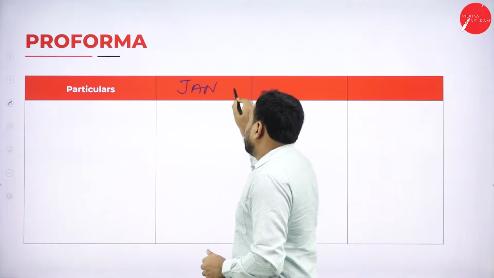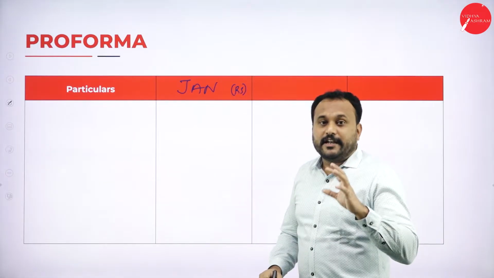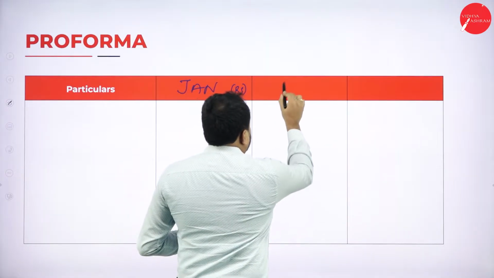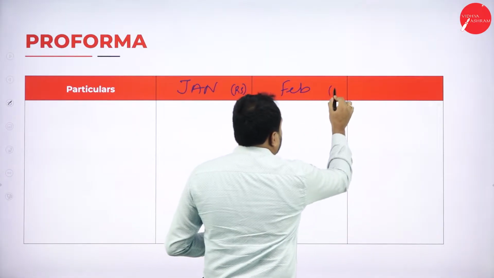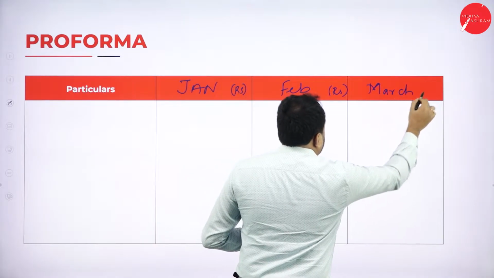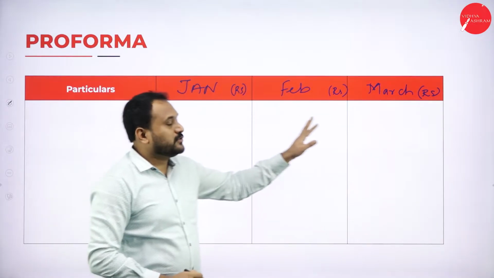January. Now please note that whatever you are writing is all in rupees. Then the second column would be what? After Jan, it is the subsequent February. Again, go with rupees. And the last one is March. Again, go with rupees. So this is the first thing which you are supposed to know.